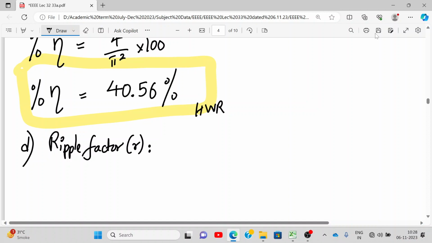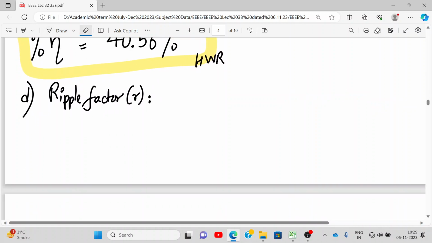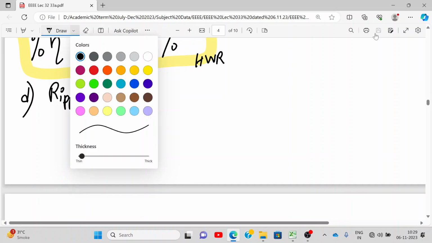You remember when you did the mobile battery charger experiment, after the capacitor, you were getting an AC output which was looking like this, right? So this is called a ripple voltage. And ripple factor will determine the amount of AC content in this ripple. Okay, let's find it out. First of all, let's define what is this ripple factor R.